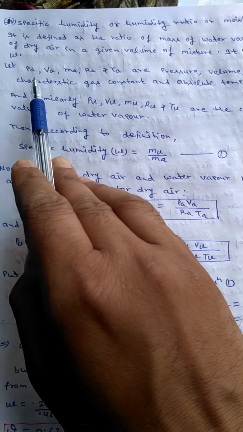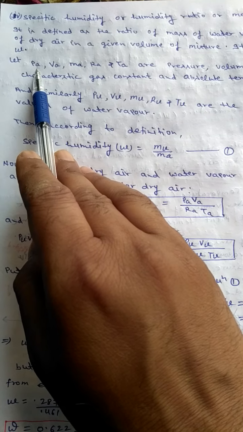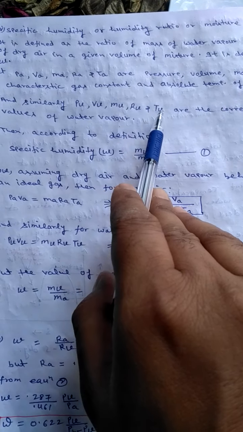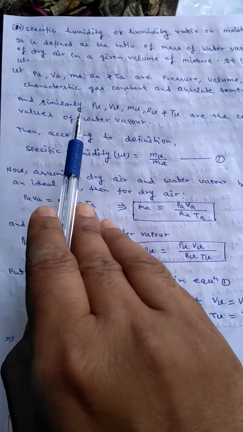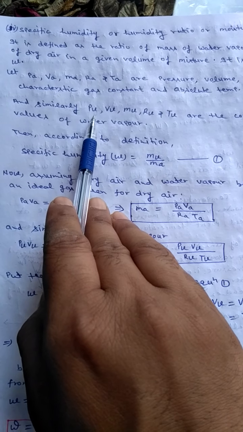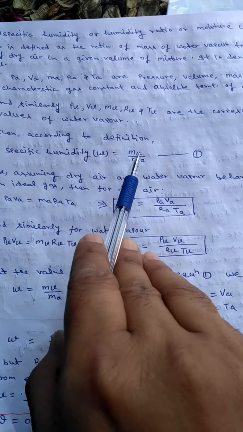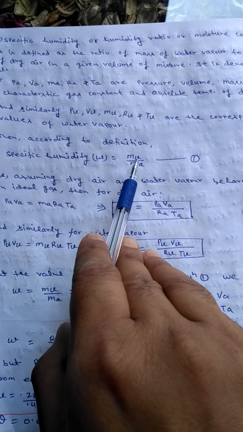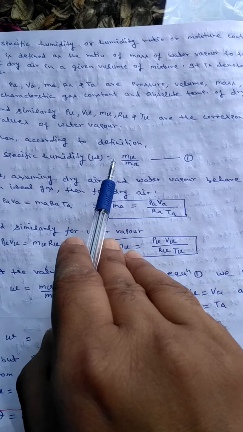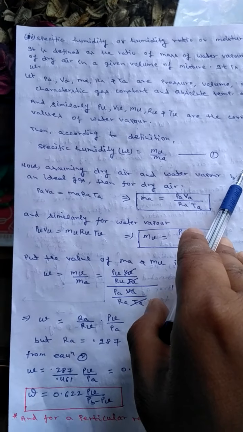The suffix a denotes dry air, as I have already told you, and similarly Pv, Vv, mv, Rv, and Tv are the corresponding values of the water vapor. The suffix v denotes water vapor. According to the definition, the specific humidity is the ratio of the mass of water vapor, that is mv, to the mass of dry air in a given volume of mixture. So the specific humidity will be mv by ma. This is equation number 1.